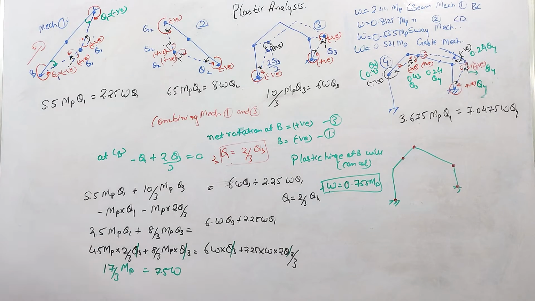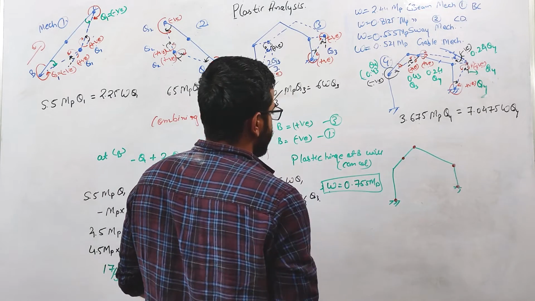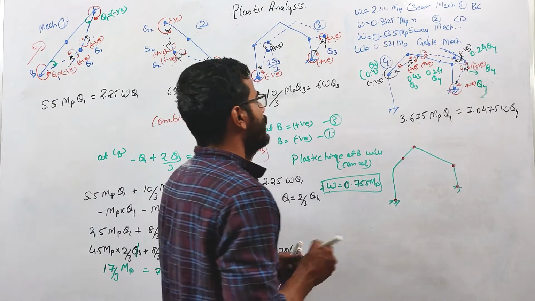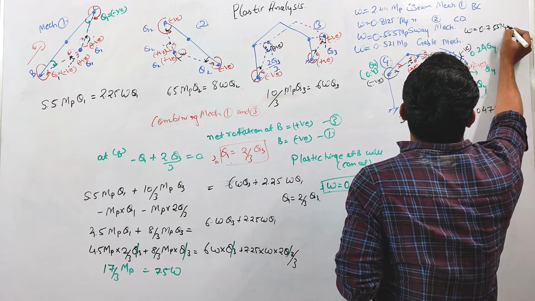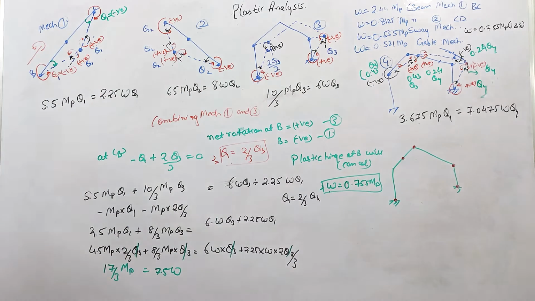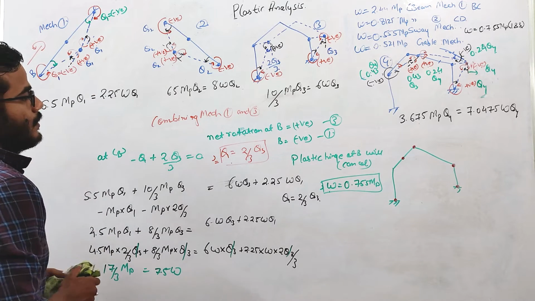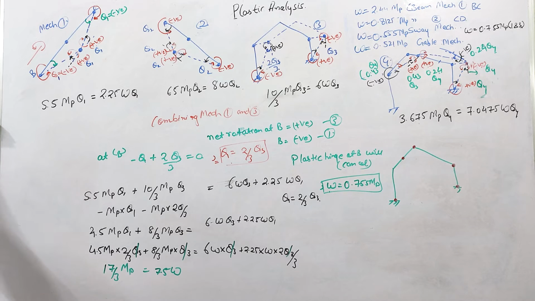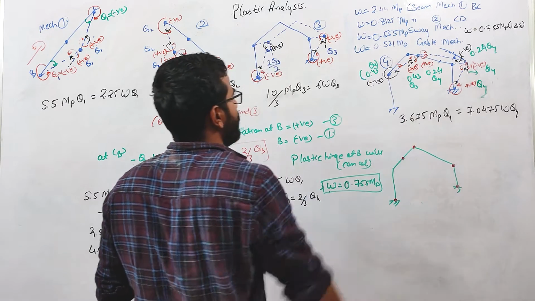So if you combine these two mechanisms, W equals 0.775 MP. Oh, sorry, if you combine mechanism 1 and mechanism 3, you get this value: W equals 0.775 MP, right? Okay. So here you can see that this load is not the critical load, okay? Because there are loads which are less than this value. These two loads are more critical than this load.